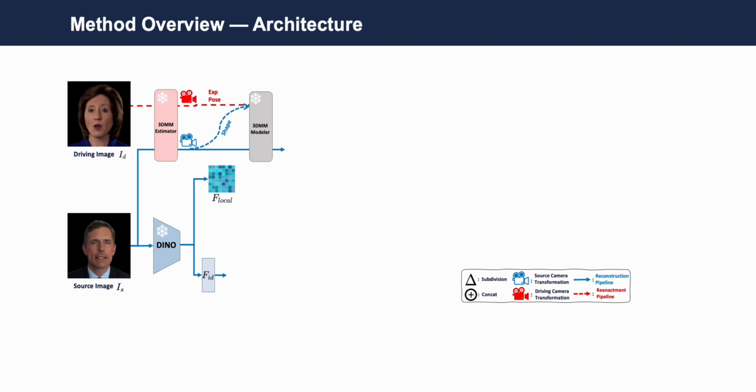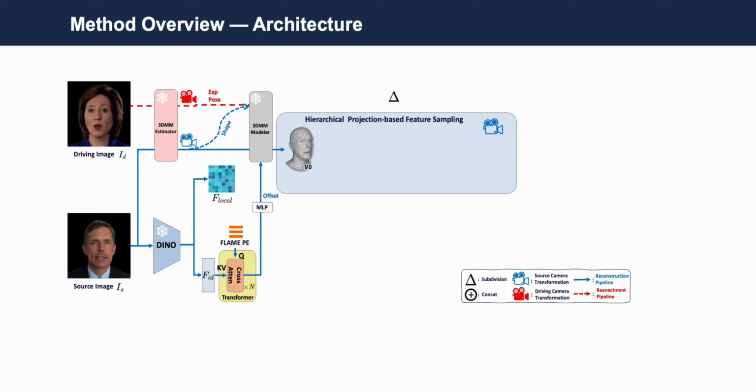The overall pipeline contains two parts, a reconstruction pipeline and a reenactment pipeline. We start with a source image. From this image, the model extracts two kinds of features using DynAv2, the local image features and the identity-related features. At the same time, a 3D modeler based on FLAME provides an initial 3D head mesh.